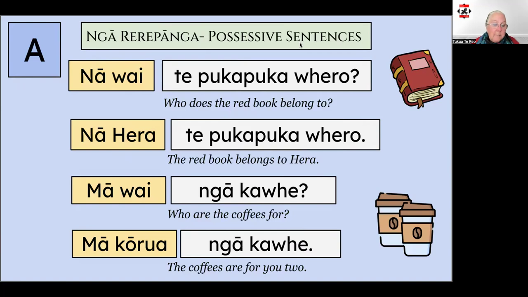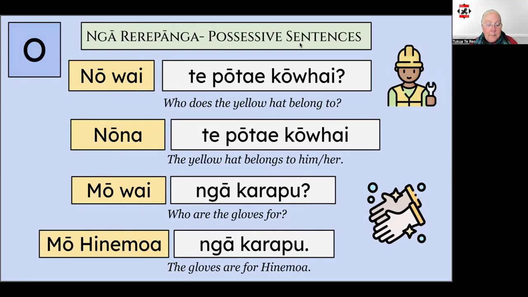Now the question and answer sequences that these sentence structures relate to. Starting with nā wai and mā wai. Nā wai te puka puka whero. Nā hera te puka puka whero. Mā wai ngā kawhe. Mā kōrua. And the same again with nō wai and mō wai. Nō wai te pōtai kōwhai. Nōna te pōtai kōwhai. Mō wai ngā karapu. Mō hine moa ngā karapu.